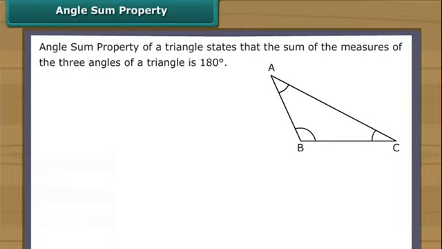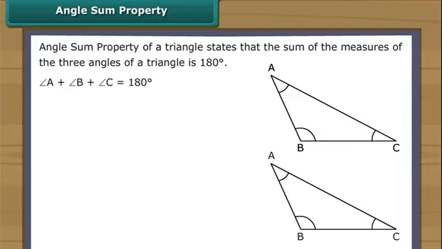Angle sum property. Angle sum property of a triangle states that the sum of the measures of the three angles of a triangle is 180 degrees. In the figure, angle A plus angle B plus angle C is equal to 180 degrees. Let us now prove the angle sum property of a triangle.